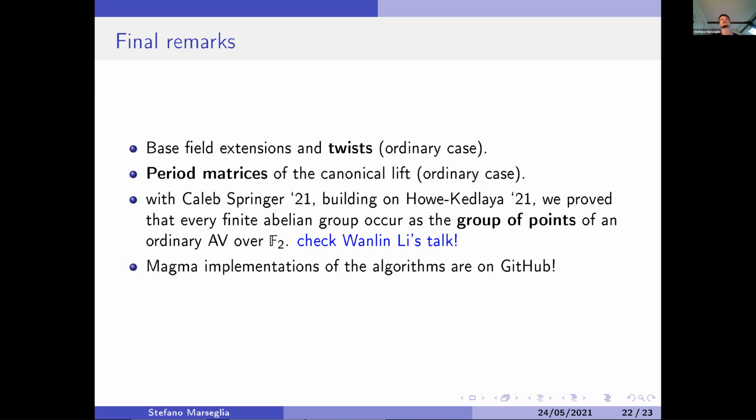Final thing. All the algorithms that are described are implemented in Magma and they are available on GitHub. With help from researchers from the Simons collaboration, we have been running computations for quite a while now, and we plan to publish the results on the isomorphism classes next year. All right. Thank you for the attention.